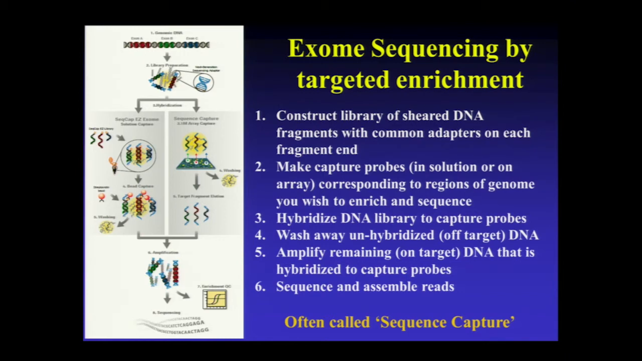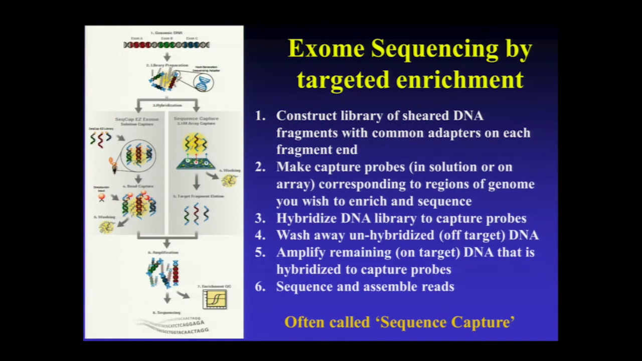So your input library that goes in is first denatured, so the DNA is single-stranded. Your capture probes are also single-stranded and complementary. So they will hybridize the DNA of the individual you've created a sequencing library from to your capture probes that have a biotin tag. You then use streptavidin to pull those out. So you've now pulled out all the pieces of DNA that hybridized to your capture probes, which correspond to the exons. You amplify those and throw them into a sequencer.